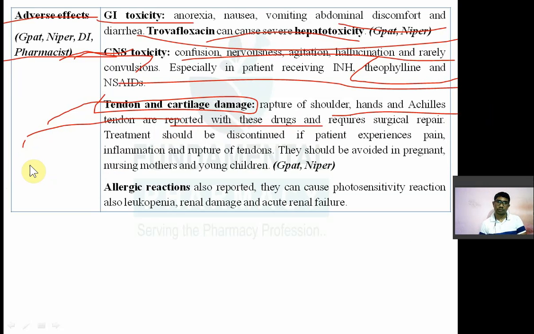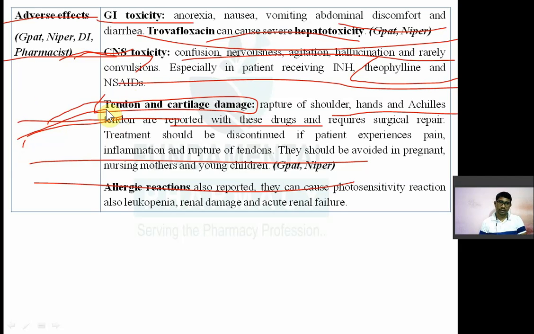तो अगर टेंडन्स का रप्चर कर रहा है तो they should be avoided in the pregnant and nursing mothers and also should be avoided in the young children. तो ये adverse effect याद रखो. टेंडन डैमेज, कार्टिलेज डैमेज, टेंडन रप्चर, कार्टिलेज डैमेज.